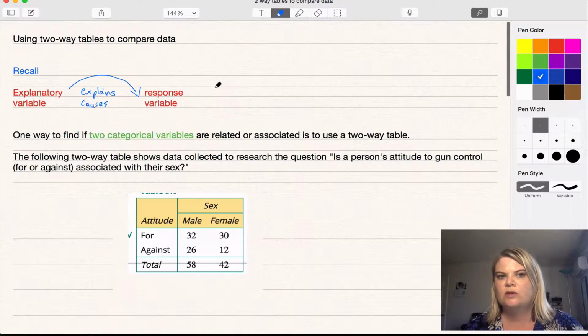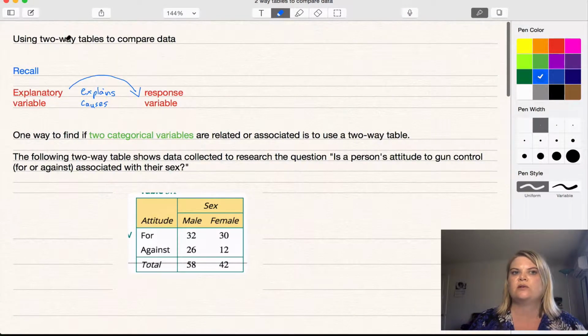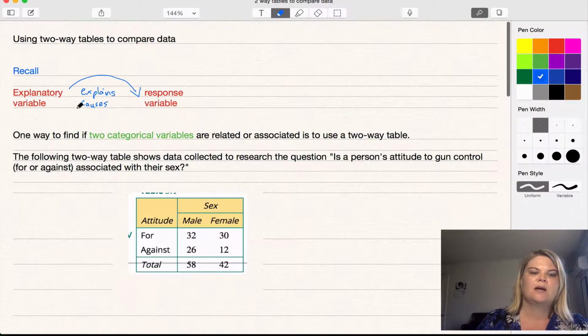Now when we've got two categorical variables, we can use two-way tables to help us find out whether the two variables are related to each other, so if one causes the other one. And we also use the word associated to say, are these two variables associated with each other? So one way to find out if the two variables are associated is to use a two-way table.